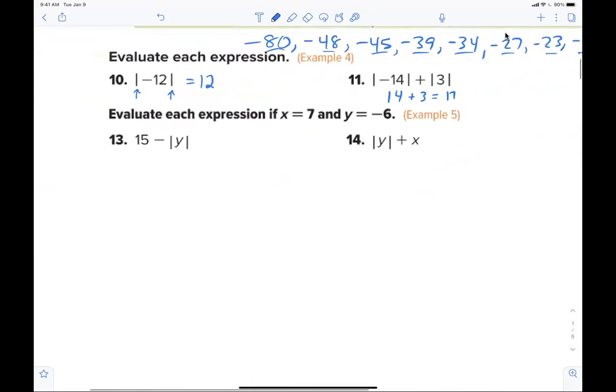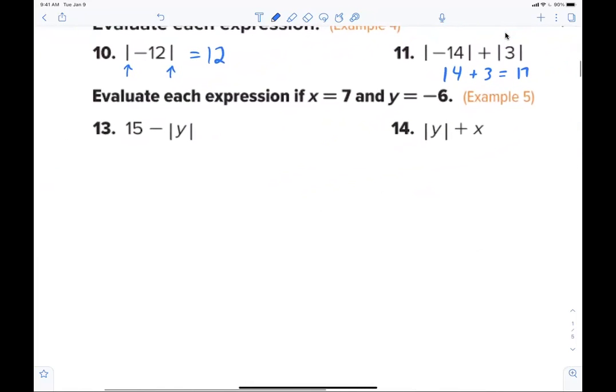Okay, Mikey, you're up. So what does y equal, Mikey? 6. Oh no, negative 6. Right. So we're doing this. 41. And then what's the absolute value of negative 6, Mikey? 6. Oh, 9. 9. There we go.